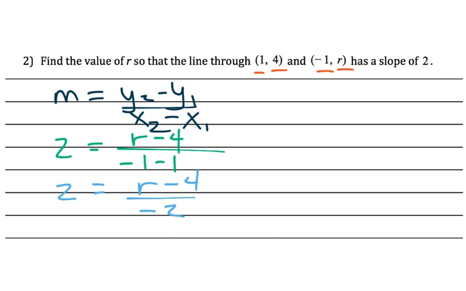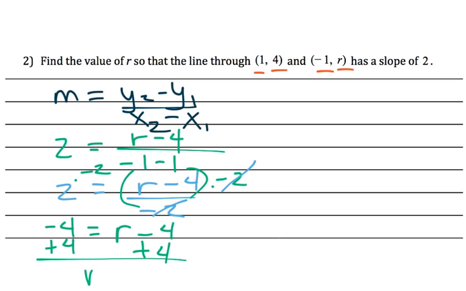So I'm just going to multiply by a negative 2 on both sides, but being sure that I put parentheses around this for clarity. The negative 2's cancel out. On the left side I have 2 times negative 2 is negative 4, and then on the right side I will have only r minus 4 left, and then once I add 4 to both sides, I'll see that r is 0.